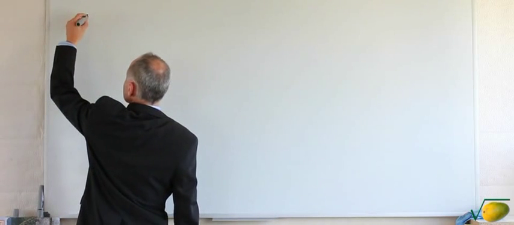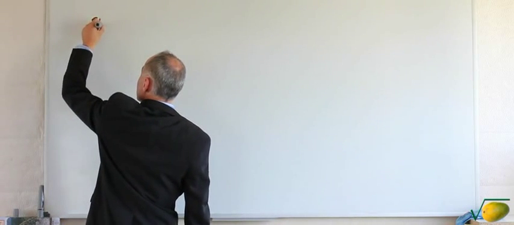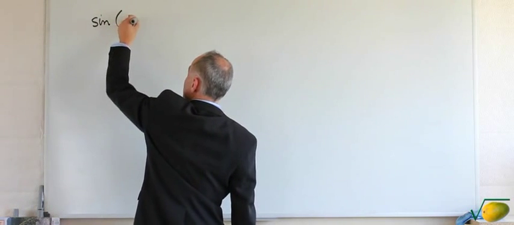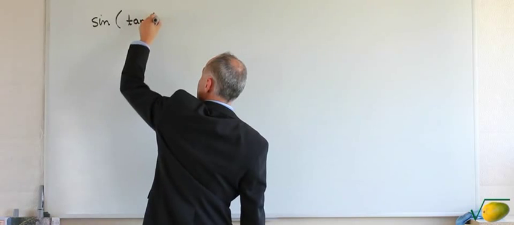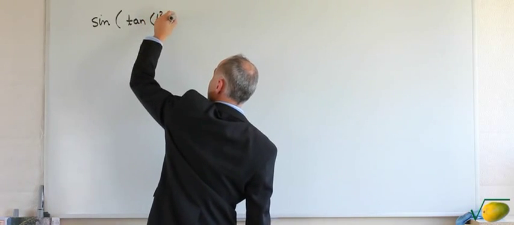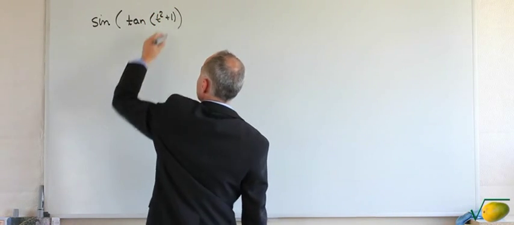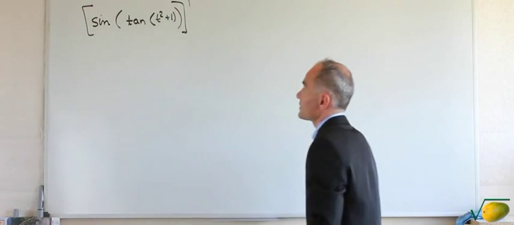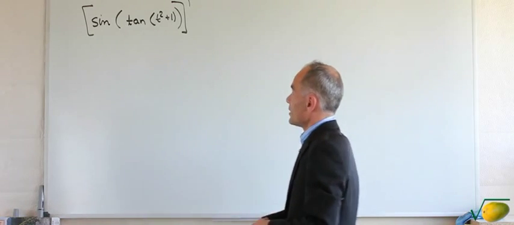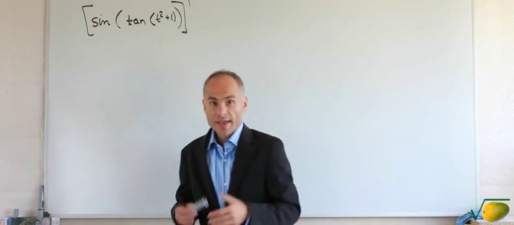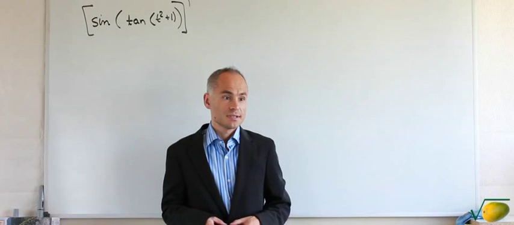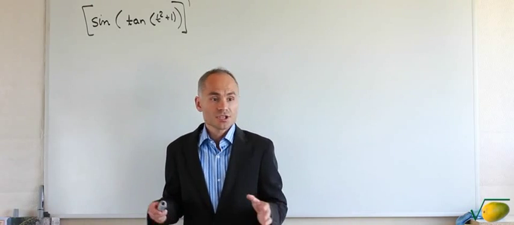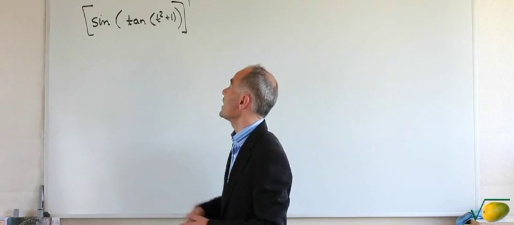How about this one? Sine of tangent of t squared plus 1. Now we need to differentiate this composite function. So first, the outermost function is what? Sine, right? So I will treat sine as the outer function, and everything inside I'll treat as g.